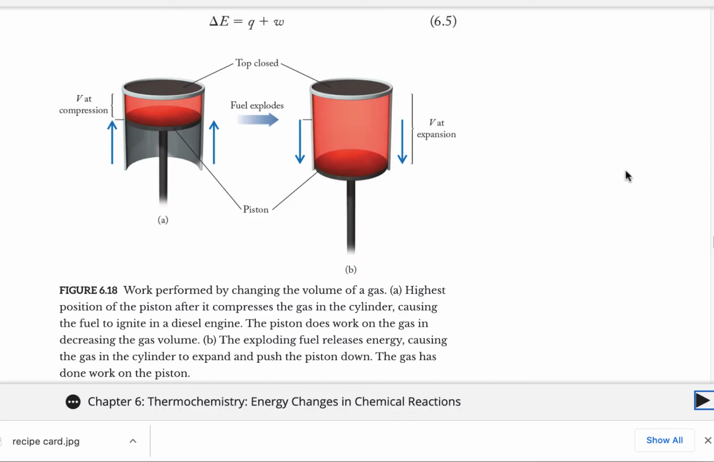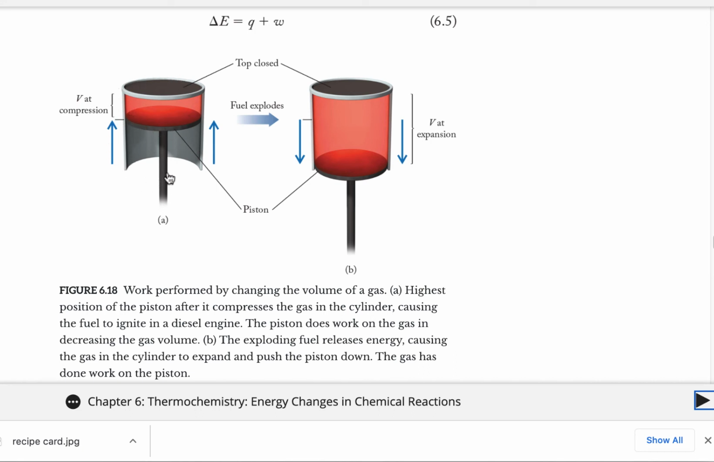This is figure 6.18 from our book, and this is showing us what is happening when we have work being done on a system and when we have work that the system is doing on its surroundings. So here was our little container. We've now squeezed our system. This is a gaseous system, so we're squeezing it down. We are compressing it and decreasing its volume. We are doing work on the system at the same time.